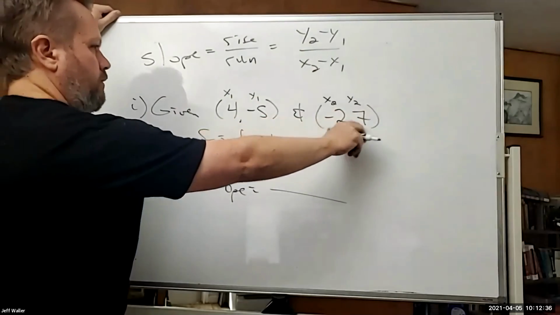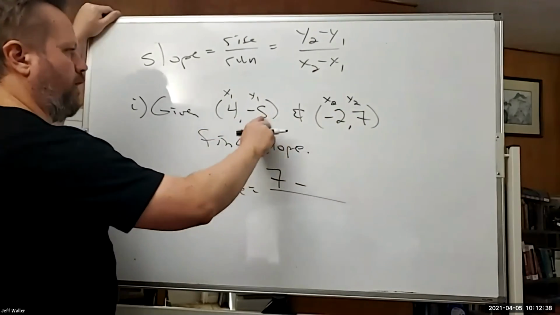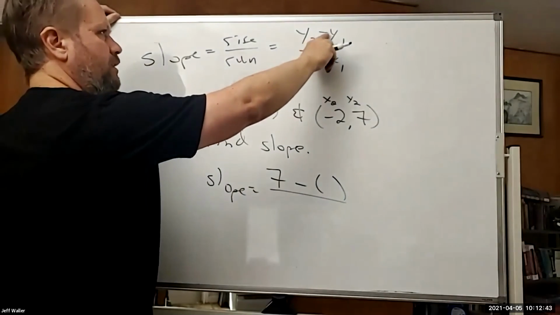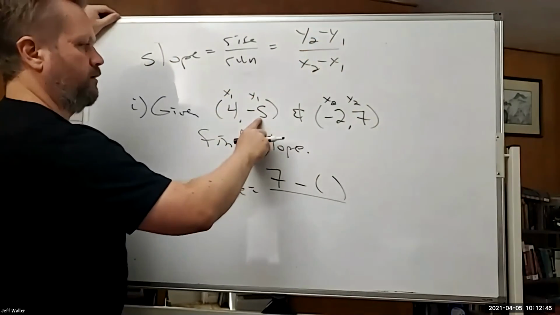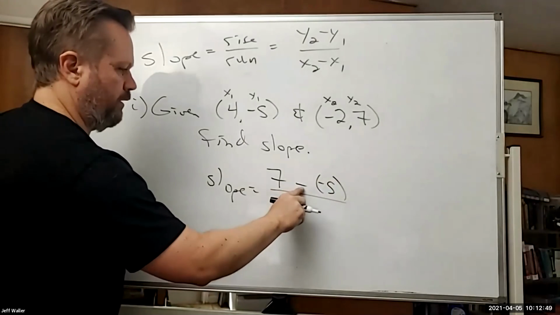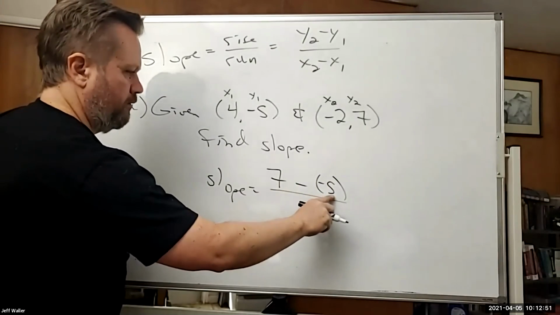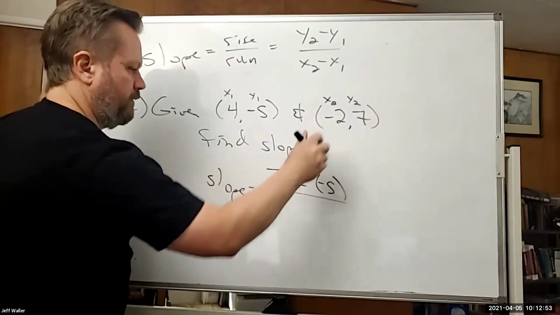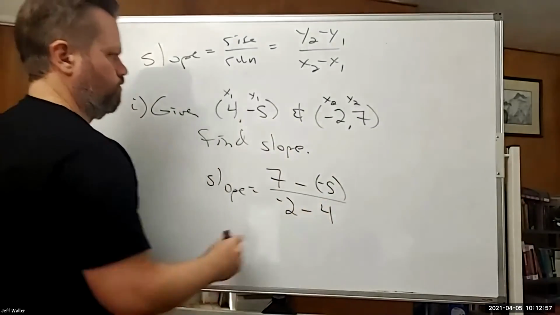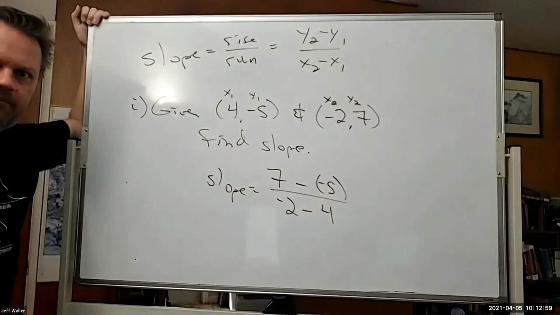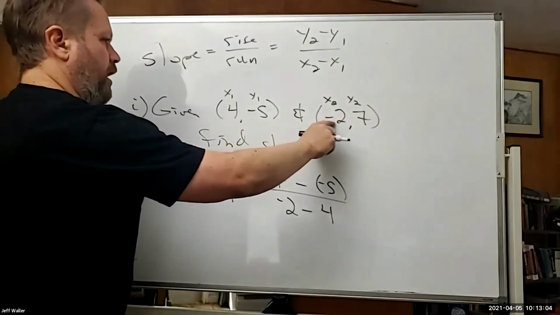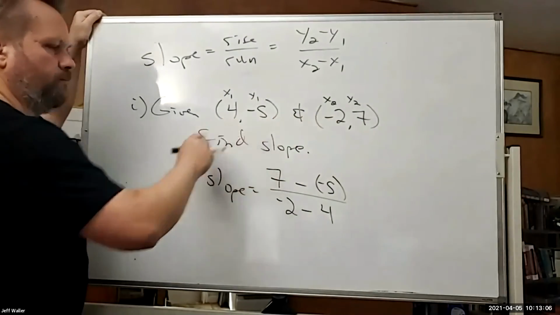y2 is 7 minus y1. Here's where people get really confused. There's a minus in the equation, and what is y1? -5. So y2 minus y1 over x2 minus x1. So it's how much the y's change divided by how much the x's change.